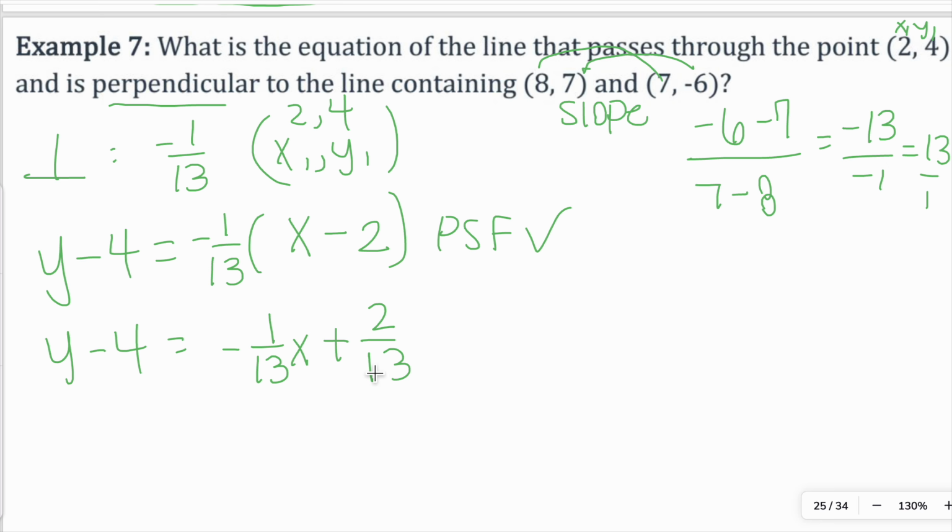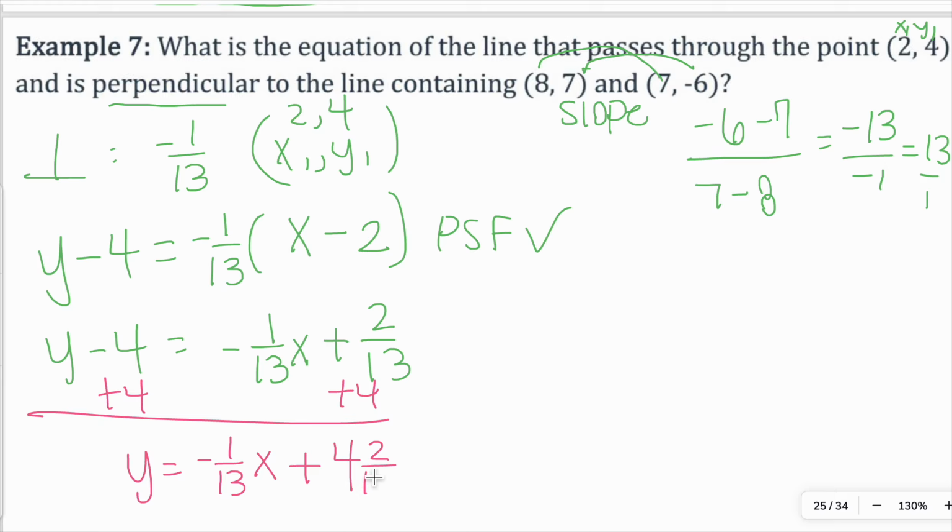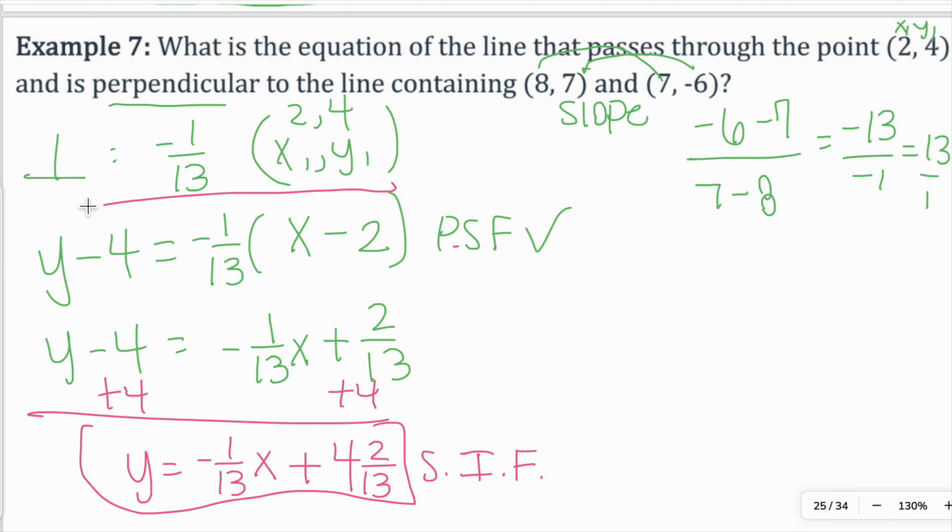And then to get this in slope intercept form, I'm going to get all my y's by itself. So I'd add 4 to both sides. I'm going to get y is equal to negative 1/13 x plus 4 2/13. Okay, so here is slope intercept form and point slope form. So either one of these would be correct, just because it didn't say to indicate what type of equation.